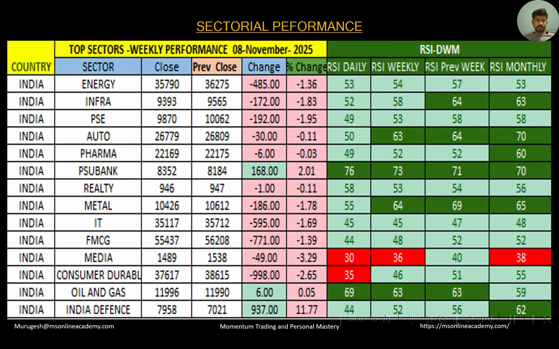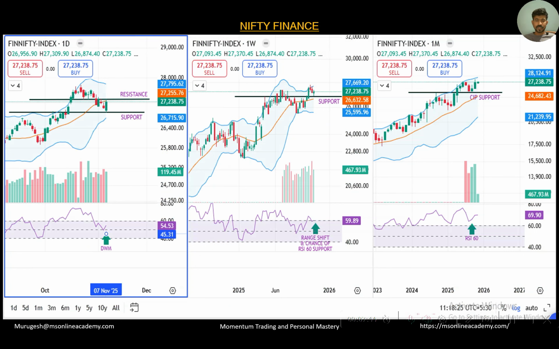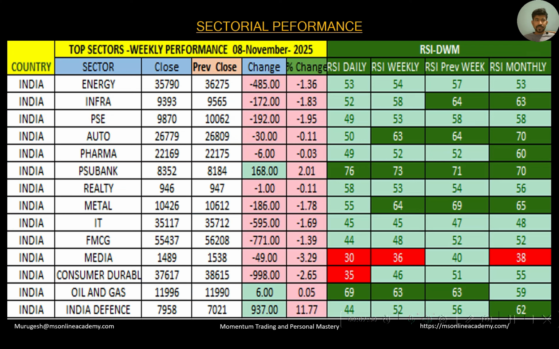This is the sectoral performance. One, we see that the financial sector is good because in weekly and monthly it is above 60 and it is taking a 50 support in the daily. Apart from that, the PSU sector is the one which is above 60 in all time frames. So we have to concentrate. Our top sectors first are PSU bank and finance.